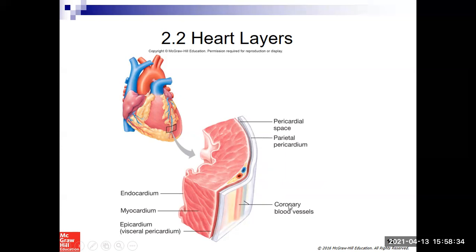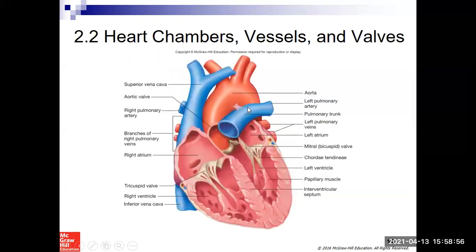We have the pericardium, and then we have coronary blood vessels. So you know these 3 here, okay? And this is just saying it's another name, okay? Visceral pericardium. And then we have a parietal pericardium. And we have a pericardial space. That's a space.